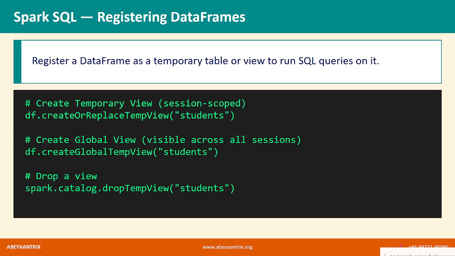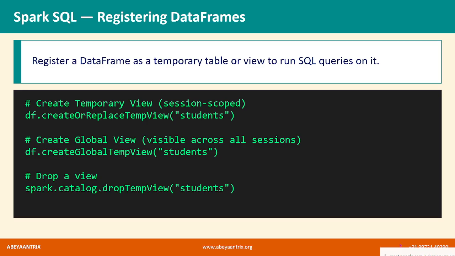What is the meaning of this? I am creating one temporary view. The name of the temporary view is what? Students. If it already exists, replace that. If it does not exist, create a view. Okay, fine. So this is temporary view. This is only session based. So out of the session, there is no scope for this temporary view.